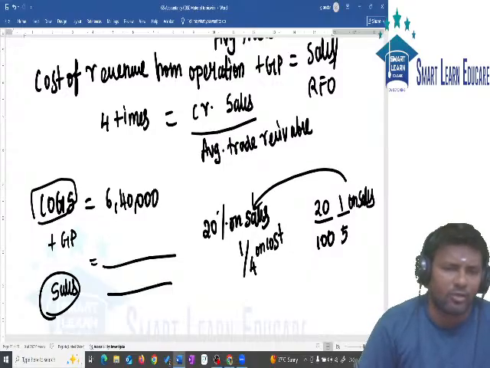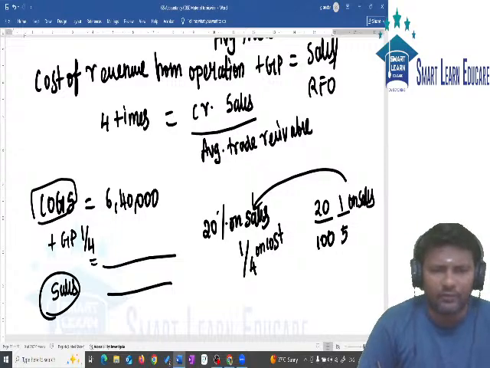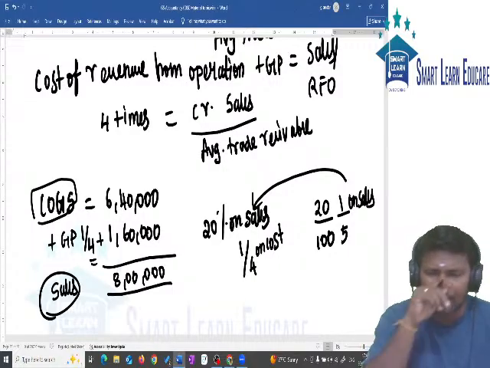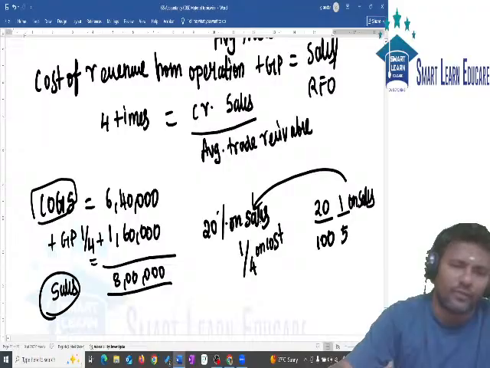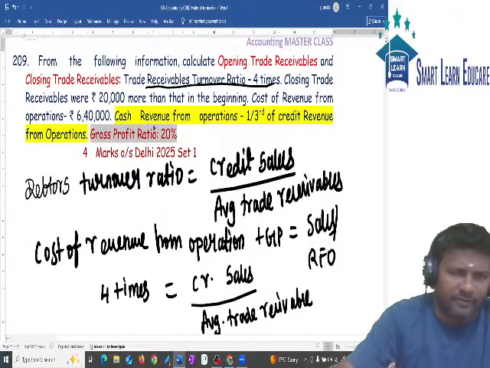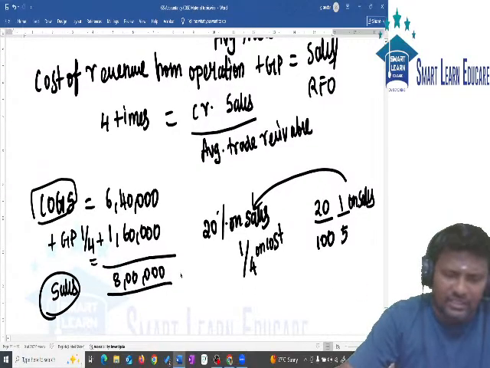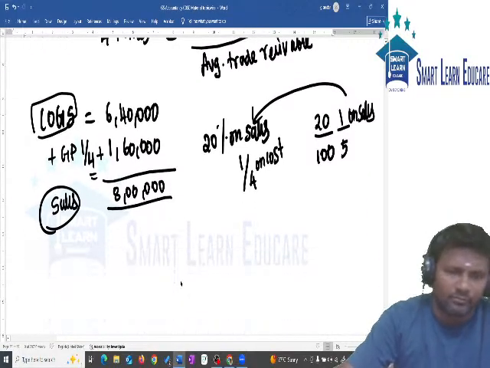Sales to cost, it should be subtracted. So what is 1 by 4 of 6,40,000? Applying 1 by 4 to 6,40,000, you get 1,60,000. So 6,40,000 plus 1,60,000 will give you sales, revenue from operation, as 8 lakh. From cost of revenue from operation, first we have found out sales.